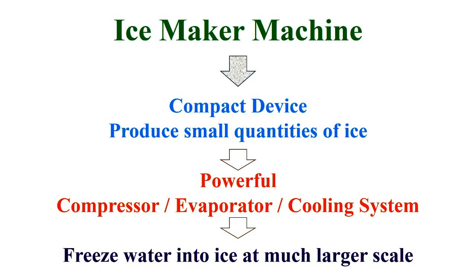An ice maker machine is a compact device that produces small quantities of ice by using a powerful compressor, evaporator, and cooling system to freeze water into ice at a much larger scale, as mentioned in the next slide.